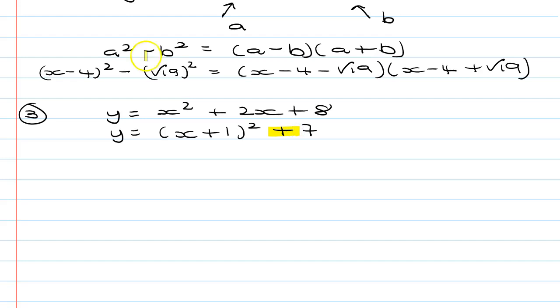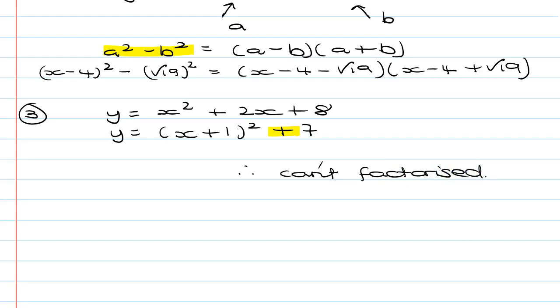Remember, the difference of two squares involves the first term squared minus the second term squared, so it is not in that form. We can't factorize this using the perfect square method either, because this part here is the perfect square and we have the plus 7. So it can thus be finalized to say that this expression cannot be factorized in any of the methods that we've used.